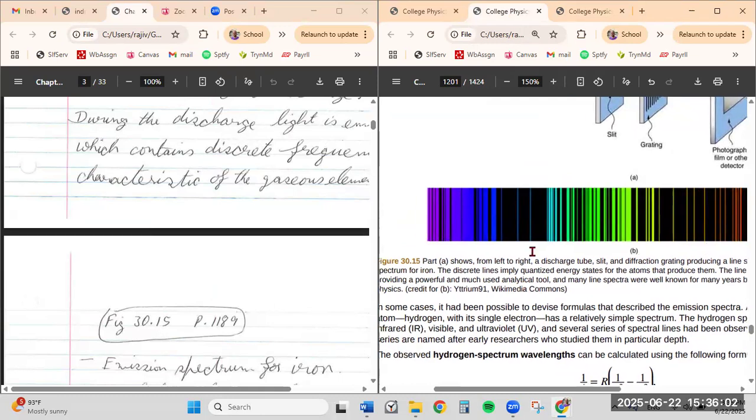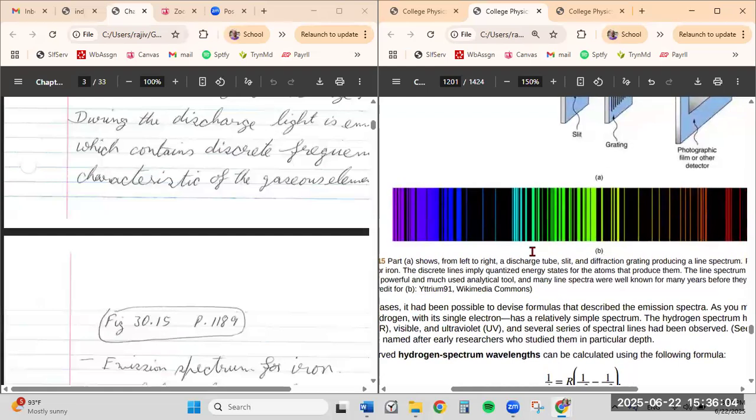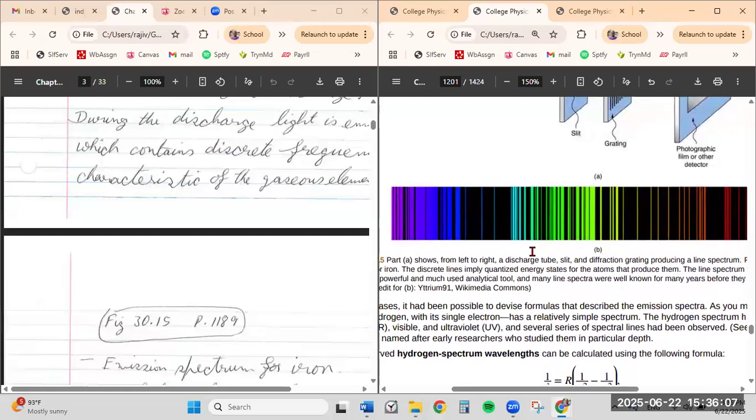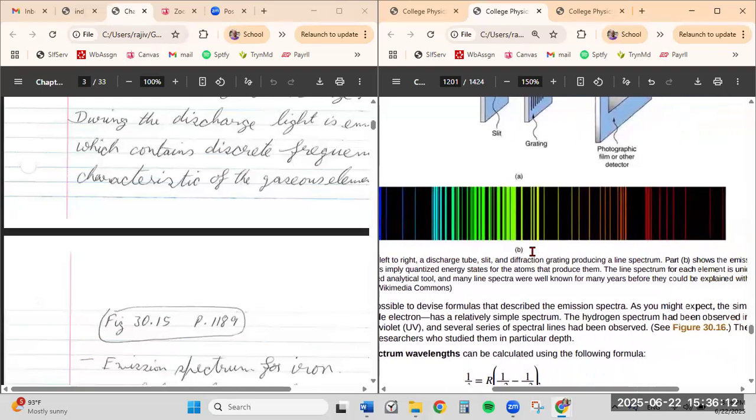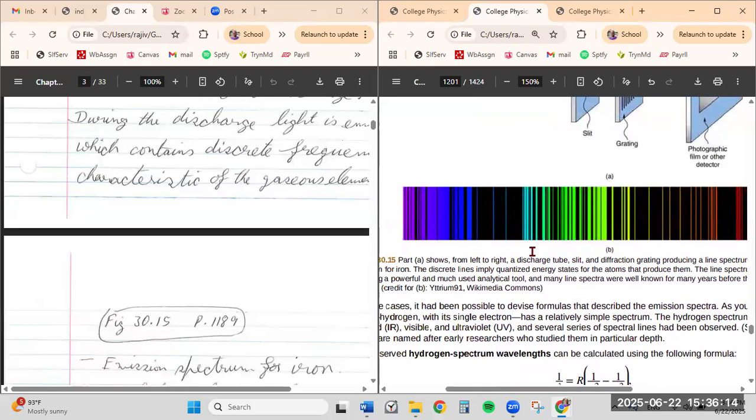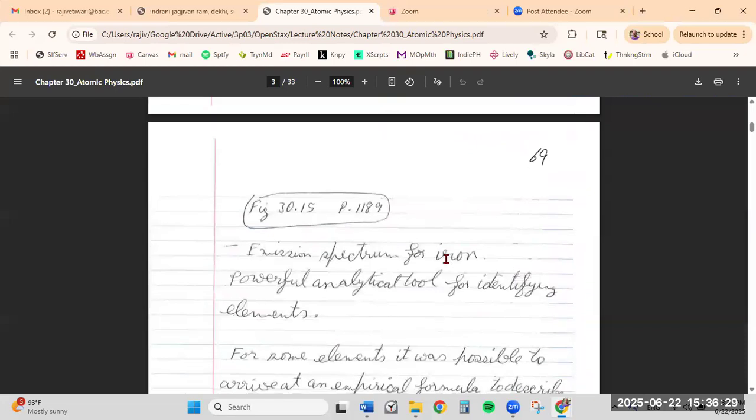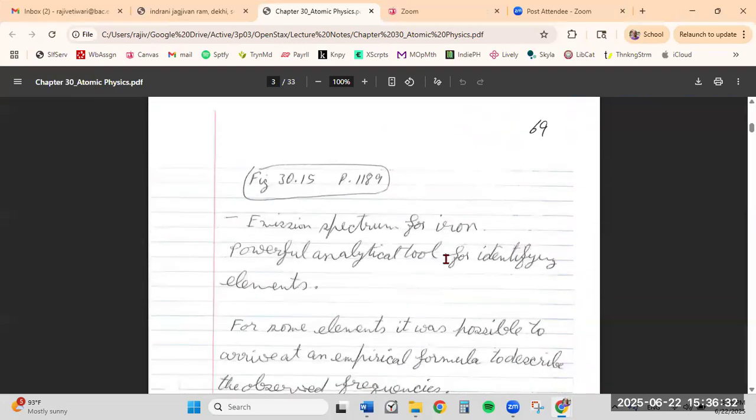And this is from a discharge tube filled with iron ions, iron molecules. And the location of these lines is characteristic of iron. So that's called an emission spectrum because light is being emitted from these ionized atoms.